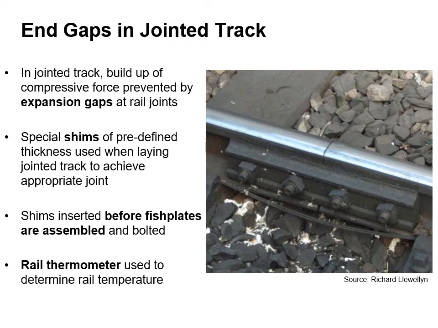In jointed track, a build-up of compressive force is prevented by expansion gaps at the rail joints. Special shims of predefined thickness are used when laying jointed track to achieve an appropriate joint. The shims are inserted before fish plates are assembled and bolted. A rail thermometer can be used to determine the rail temperature.